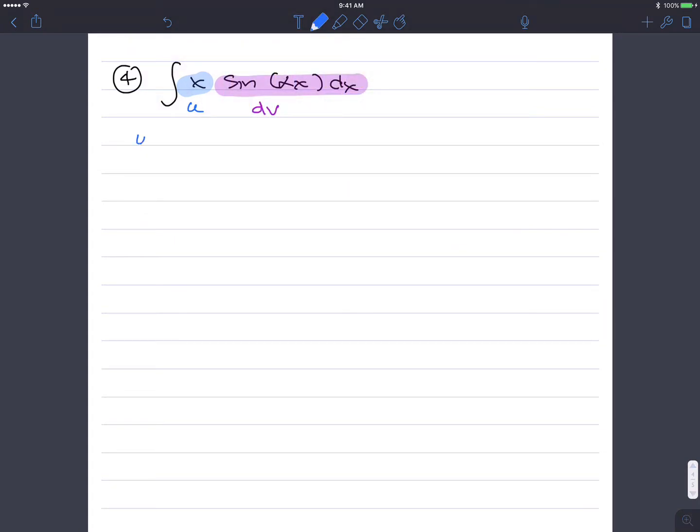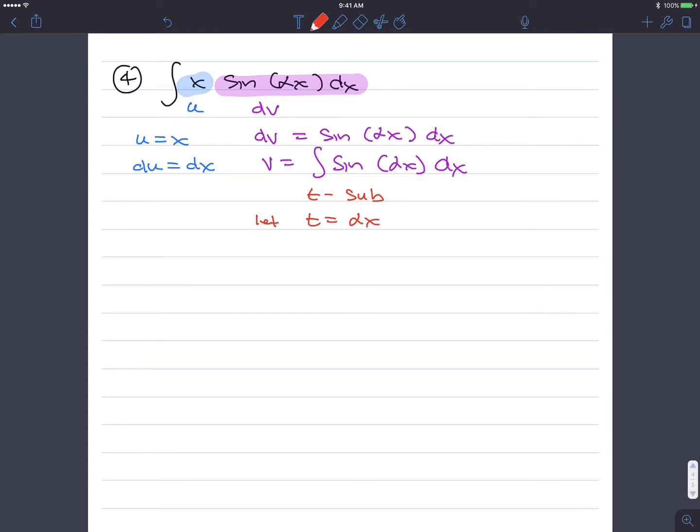Okay, so u is x, du becomes dx. My dv is sine alpha x dx, which means v will be the antiderivative of sine alpha x dx. Now, we're going to have to use again a form of substitution. Typically, it'll be u substitution, where I'm going to let now t be alpha x. Typically, it's u sub because we have a composition of functions. I'm going to call this alpha x t. So then, differentiate t with respect to x, I get dt/dx is alpha, or dt becomes alpha dx. This is what we're going to use here in our t substitution.